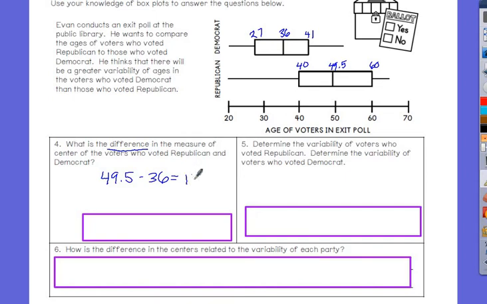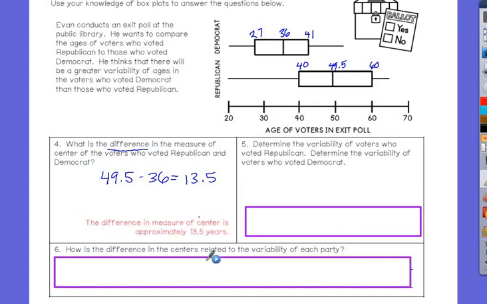13.5. Okay. So the difference is approximately 13.5 years. Man, we were dead on our numbers here. First hour, we got 15 years. Well, is that still approximately about 13.5 years? It's pretty close. That's why they use the word approximately.